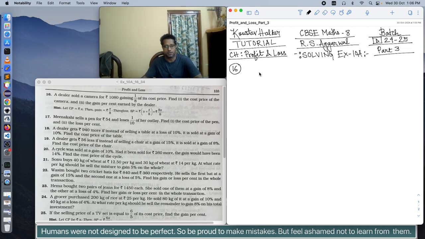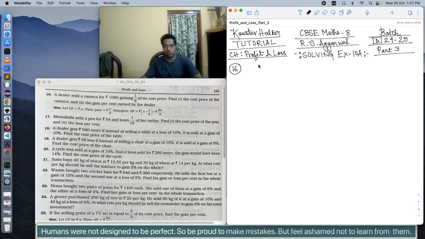Problem number 16 says that a dealer sold a camera for rupees 1080, gaining 1/8 of its cost price. So the gain was 1/8 of the cost price and the selling price was rupees 1080. There are two parts. In the first part we have to find the cost price of the camera and the gain percent earned by the dealer.